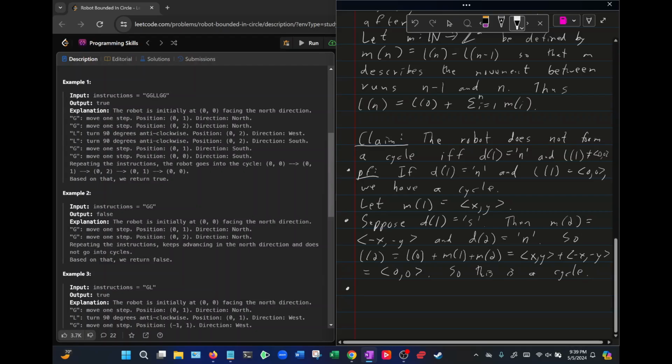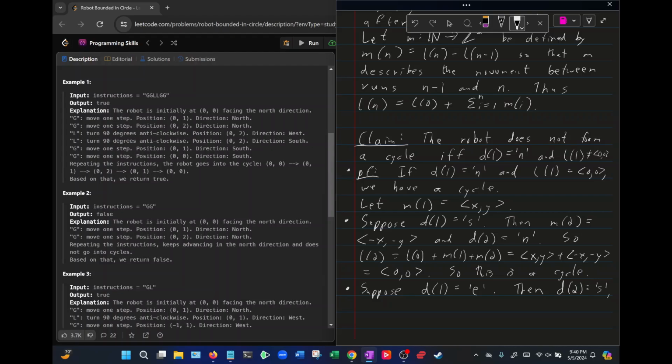Okay, so that's when we're facing south. Suppose the direction after one iteration is east. Then D2 is going to be south. D3 is going to be west. And then D4 is going to be north. So after 4 runs through the instructions, we're going to end up back north.